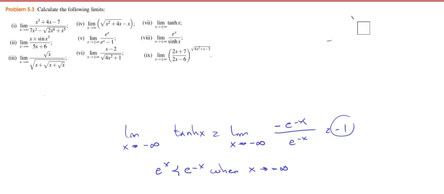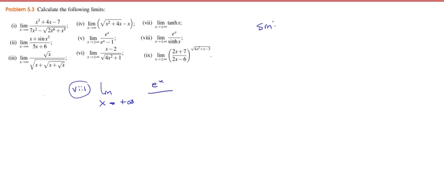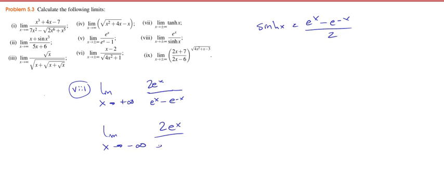Let's do part 8. So this is again the limit when x goes to plus infinity of e to the x divided by the hyperbolic sine, but let me write it like this. The hyperbolic sine, as we have just seen, is e to the x minus e to the minus x over 2, so this is 2 times e to the x divided by e to the x minus e to the minus x. And the limit when x goes to minus infinity of 2 times e to the x divided by e to the x minus e to the minus x.